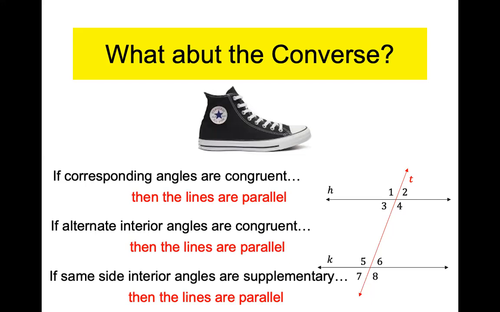If I can show you that the interior angles are congruent, you think that means the two lines are parallel. And then lastly, if the two same side interior angles are supplementary, you think that means that the two lines are parallel. Well, that's what we're going to do today.